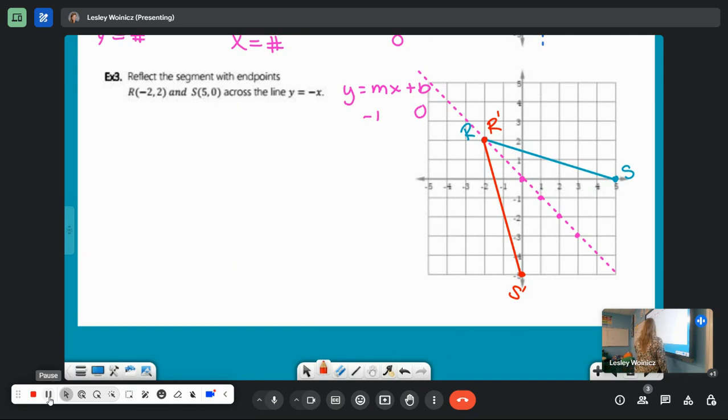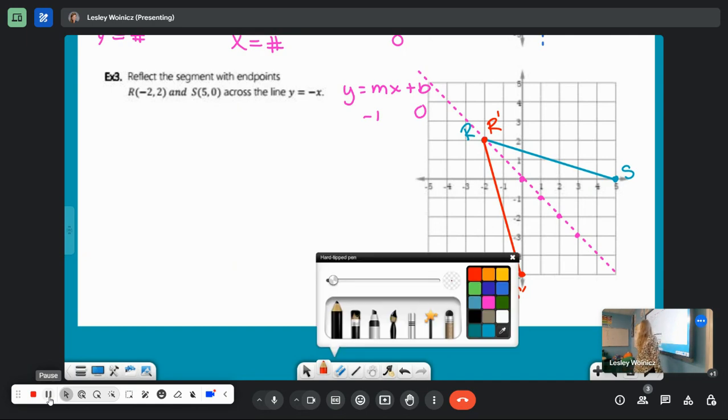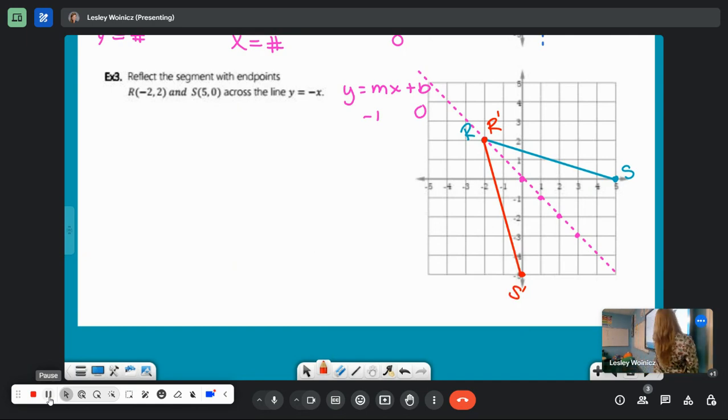Okay, what if we didn't have a graph? What would we do? Well, let's write down the coordinate rule. So it says X and Y are the input, and we're going to map those to, remember, we're going to switch their spots and change their signs. So it'll be the opposite of Y, the opposite of X. So now we just apply this coordinate rule to those points.